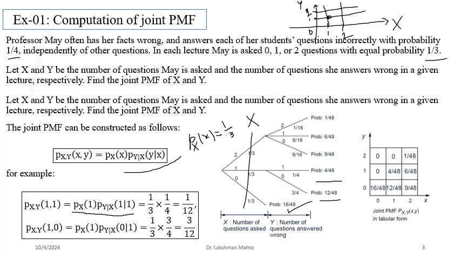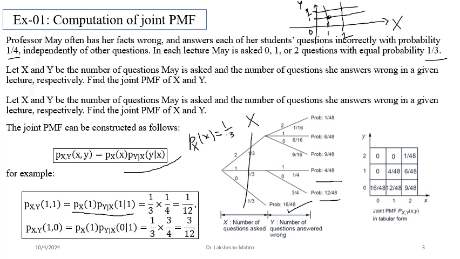Okay. If C has been asked 0 questions, what is the probability that C will give 1 wrong answer? It is 0. Why? Because C will answer only if a question has been asked, and 0 questions have been asked.